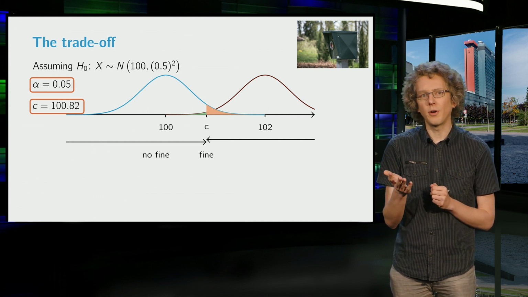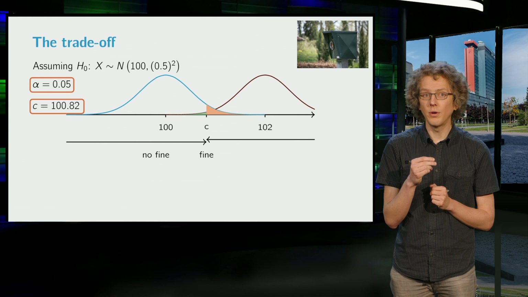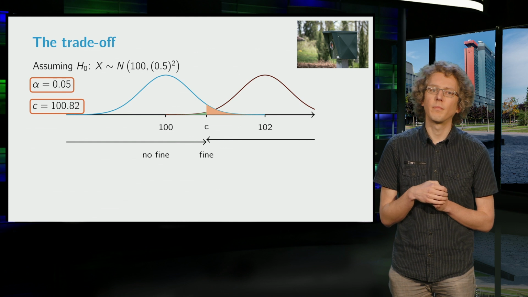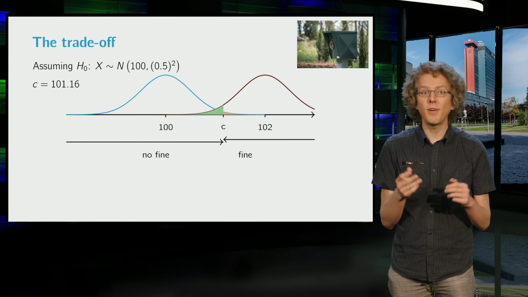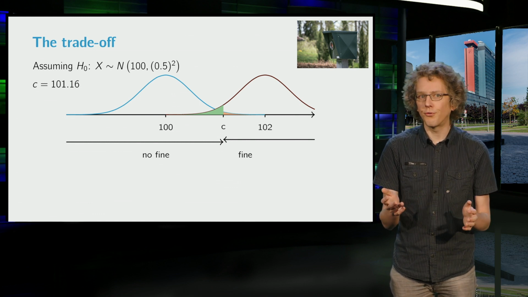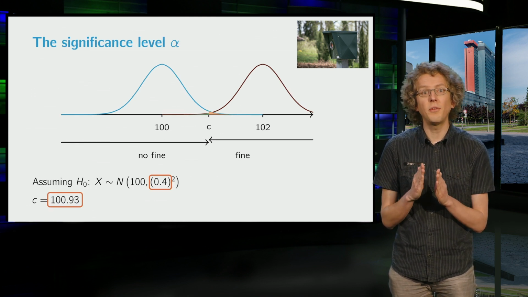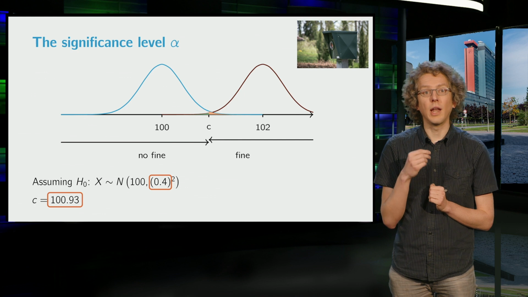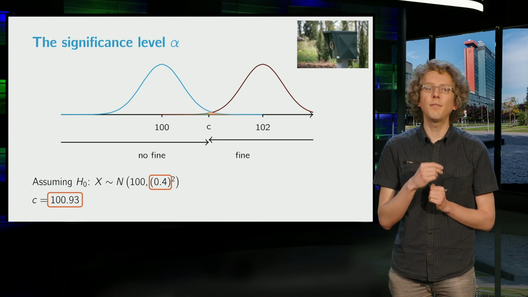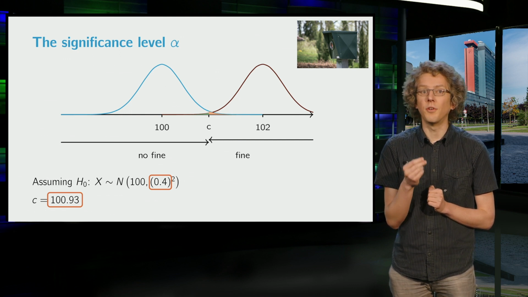Well, to conclude this story, could you think of a way to get a lower beta for someone driving at 102, while keeping alpha at the value of 0.01 that we started out with? Well, if the police invest in better measurement devices with a lower standard deviation, say 0.4 rather than 0.5, then the density functions will be more concentrated around the expectation. There will be less overlap between the curves. This will allow us to have a smaller beta for the same alpha. Notice that also the critical value decreases as a consequence of the new standard deviation.